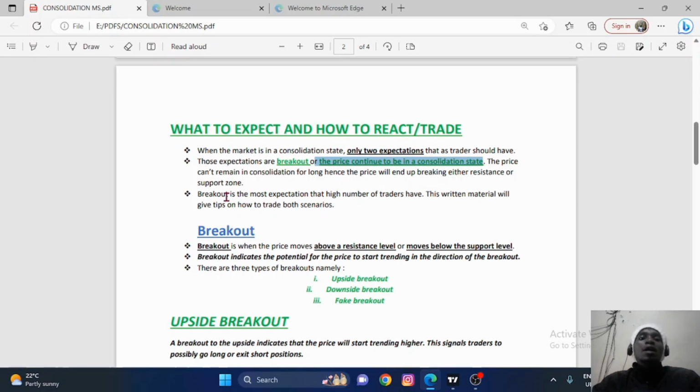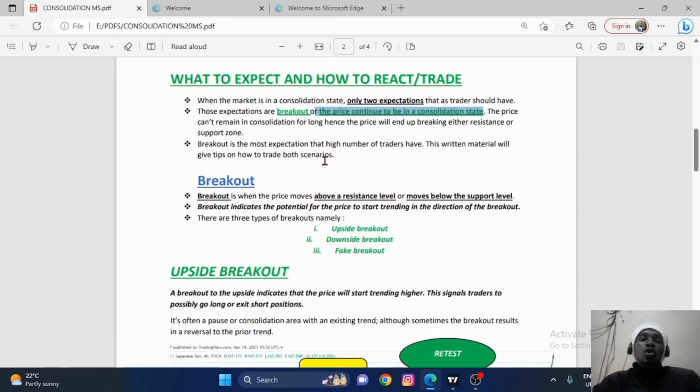Whereby I said breakout is the most expected outcome that a high number of traders have, because the market won't be in a consolidation state forever. Therefore, breakout is the most expected outcome for the high number of traders. This written material gives tips on how to trade both scenarios.